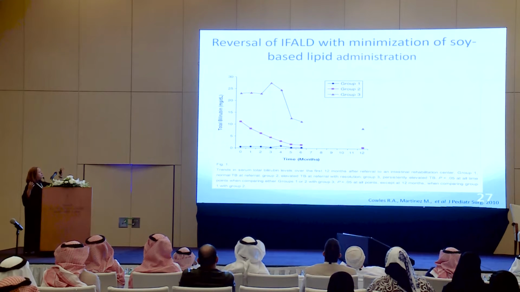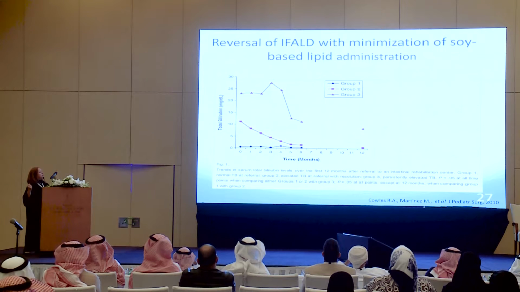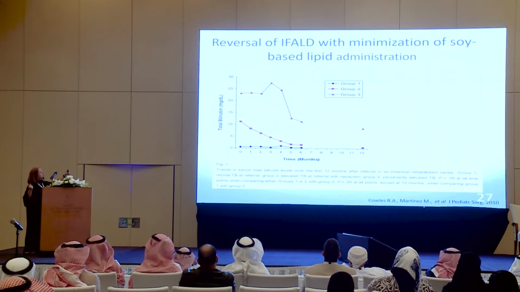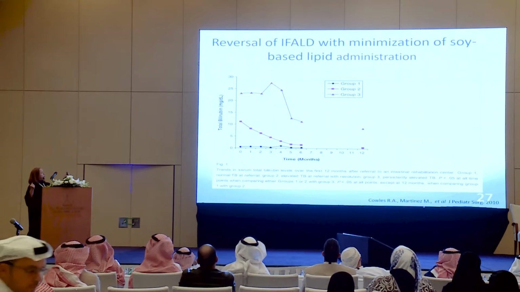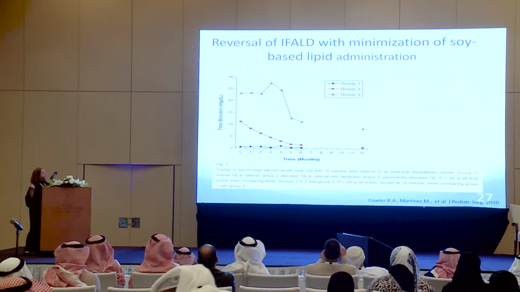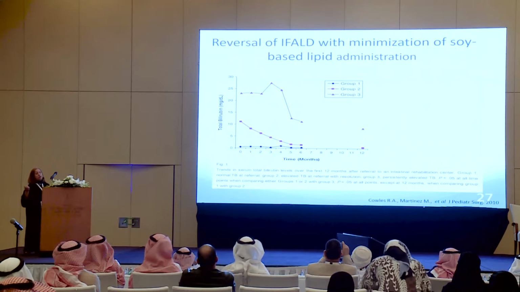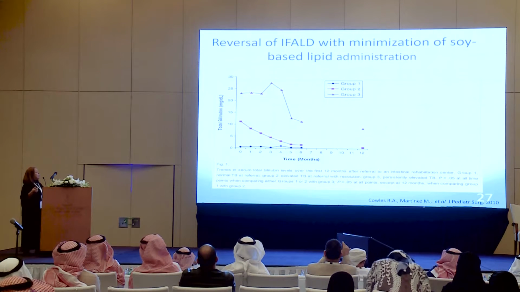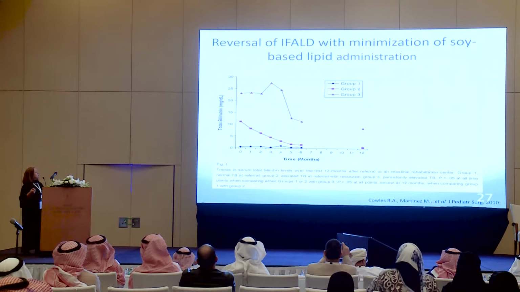Group 2 have a bilirubin of less than 15, and group 3 have bilirubin more than 15. When we stop the intralipids or minimize the intralipid, all the patients improve. Maybe not so much for group 3 because the liver was still very damaged, but at least you can make an impact and you can stop the progression of liver disease.